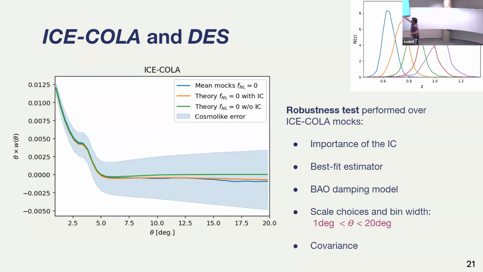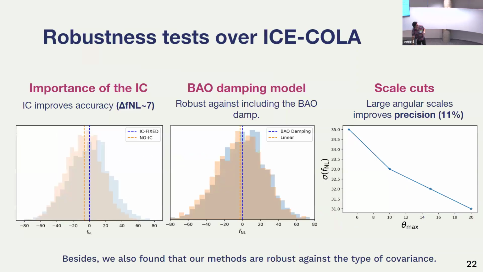We also tested which best fit could be possible to use for this FNL parameter. We also tested the importance of trying to include some extra theory model on this BAO damping. We also tested against trying to select different scale choices, so from which angular scale we will be measuring this FNL parameter. And we also tested some robustness against changes in the covariance. So this is a little bit of summary of the things that we tested. And I will include 3 of the main results that we got from that.